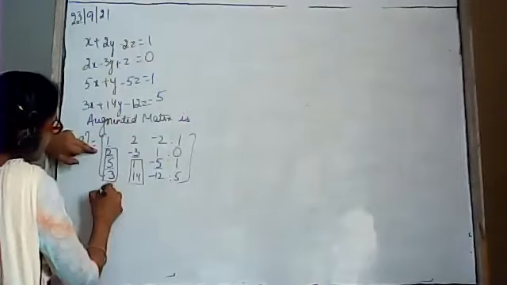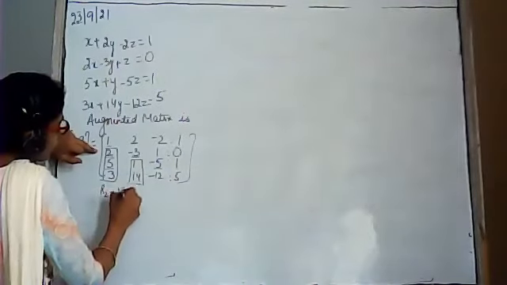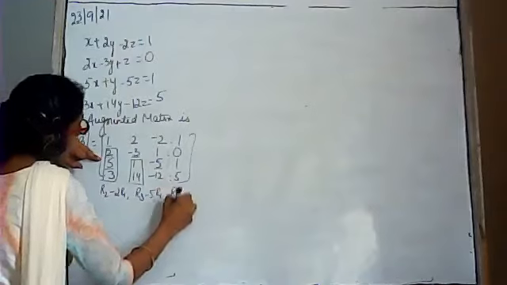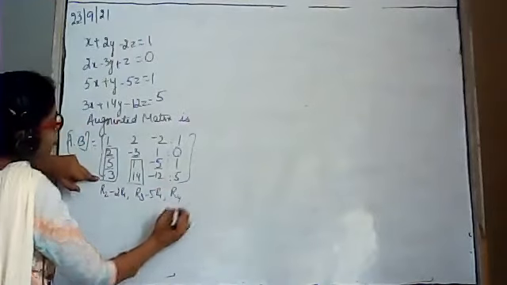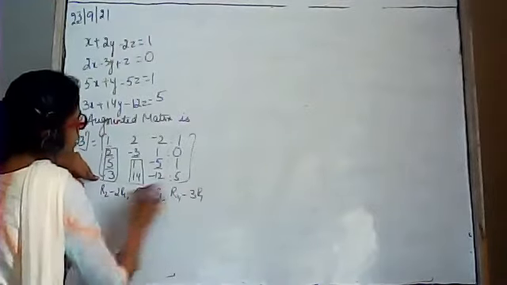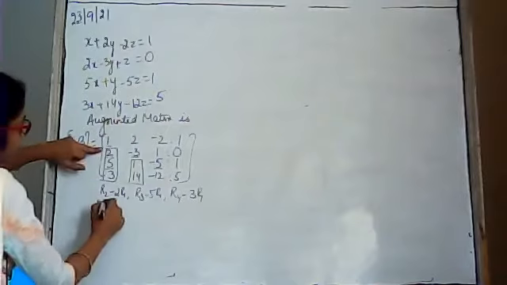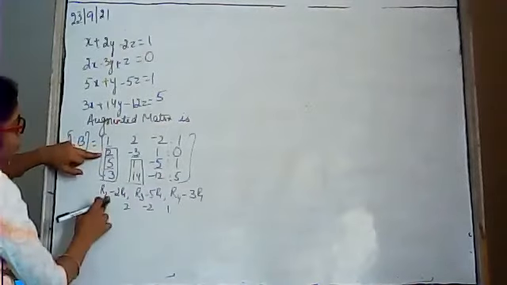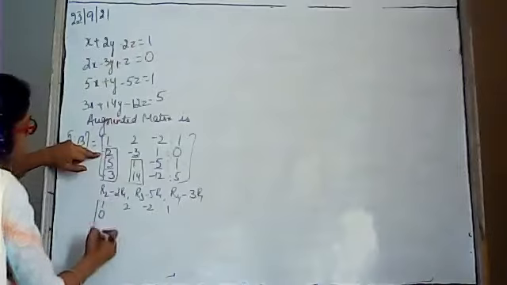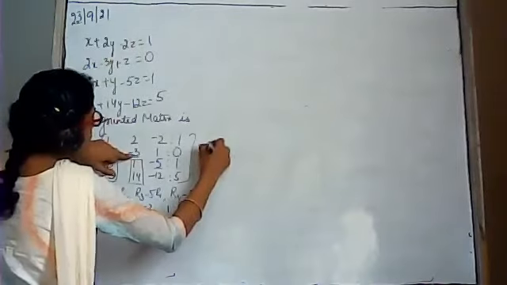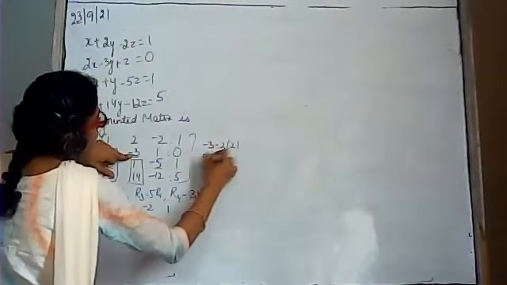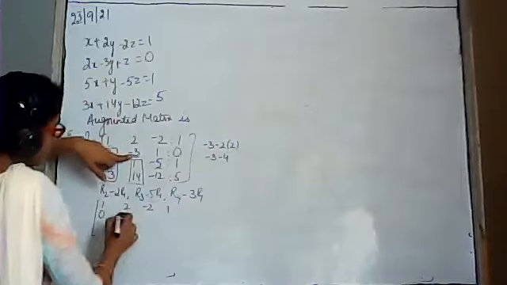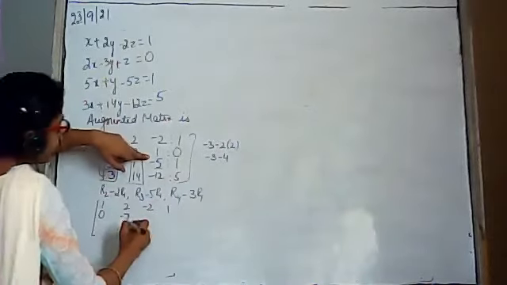How? Again, R2 minus 2R1, R3 minus 5R1, and R4 minus 3 times R1. The first row is 1, 2, minus 2, 1. R2 minus 2R1: 2 minus 2 will be 0. R2 minus 2 times R1: minus 3 minus 4 will be minus 7.